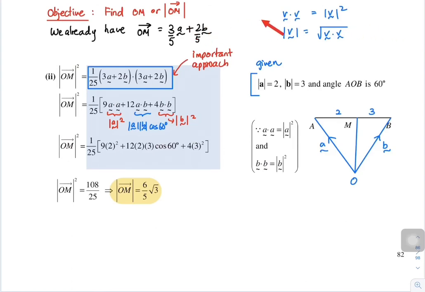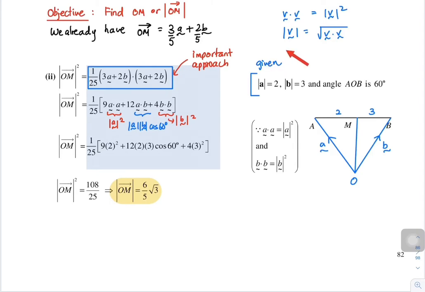The objective of part 2 is to find the magnitude of OM. Now we have already obtained OM as 3/5 A plus 2/5 B. The approach that we're going to take is, remember when we do a dot product of a vector with itself, we actually get the magnitude of the vector squared. So we can get the magnitude of the vector by square rooting this value. And we are able to square root this value, because this value is going to be a positive scalar, because the angle between them is 0, so cosine 0 is 1, so it will be a positive value here.